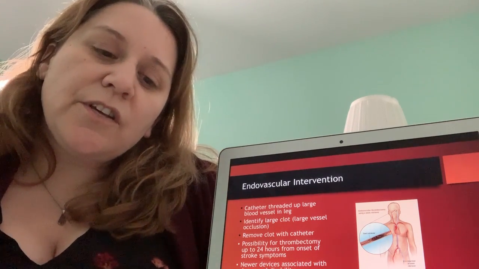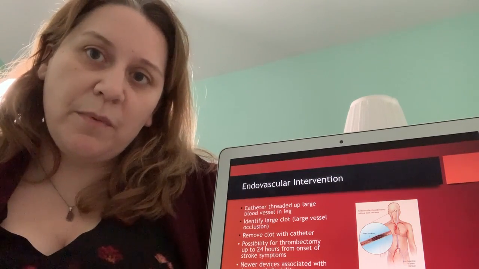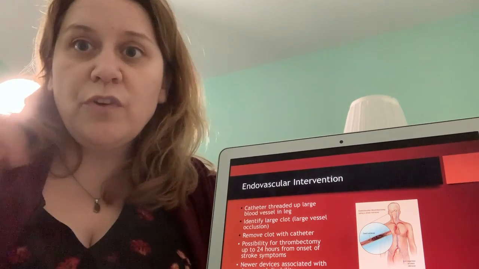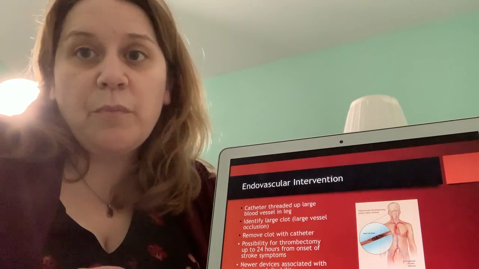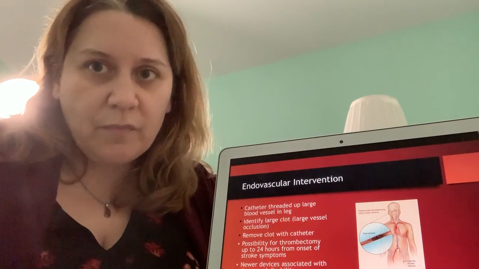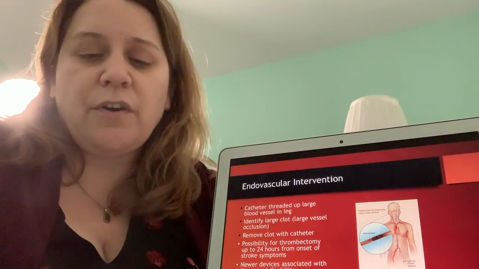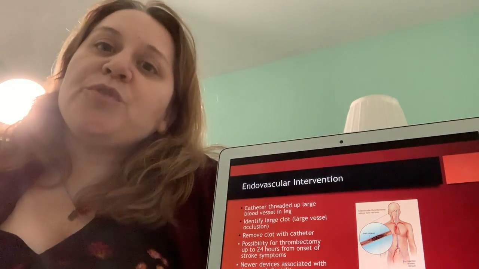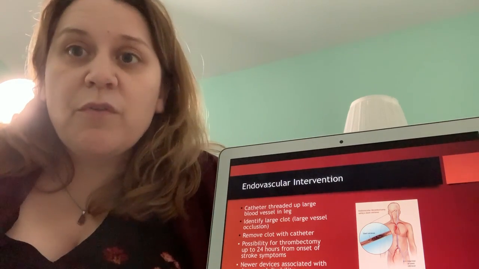In this procedure, a catheter is threaded through the femoral artery, usually up into the brain, and large clots are able to be retrieved with these specialized devices. The devices have improved over the years. The newest devices have been correlated with better outcomes and less disability for patients undergoing the thrombectomy. Thrombectomy treatment is time sensitive, but the window can extend up to 24 hours.